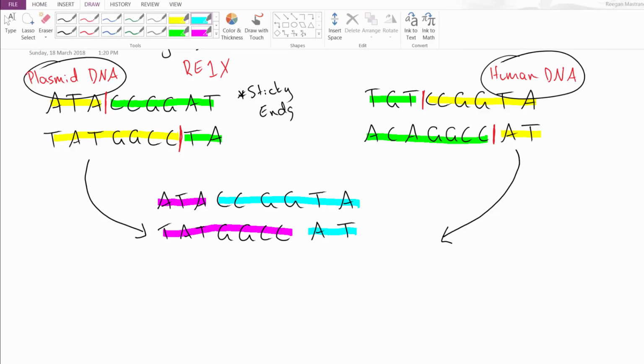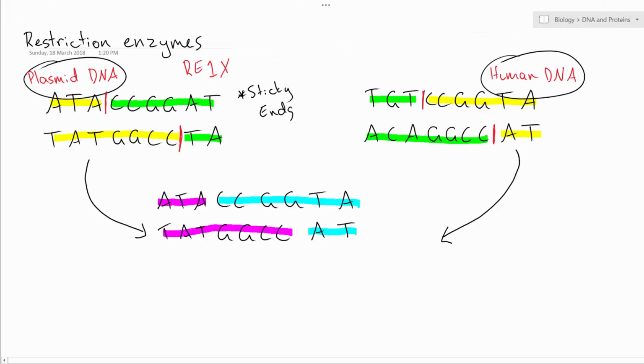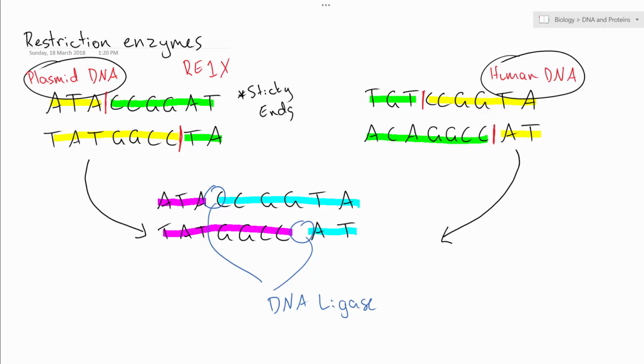In order for these two segments to be joined together, we also need the help of another enzyme called DNA ligase. DNA ligase is going to assist in connecting those two segments together. So restriction enzymes are able to cut at specific locations, cut plasmid DNA or human DNA in order to create these overhangs or sticky ends. We can then use these sticky ends to join together human and bacterial plasmid DNA.